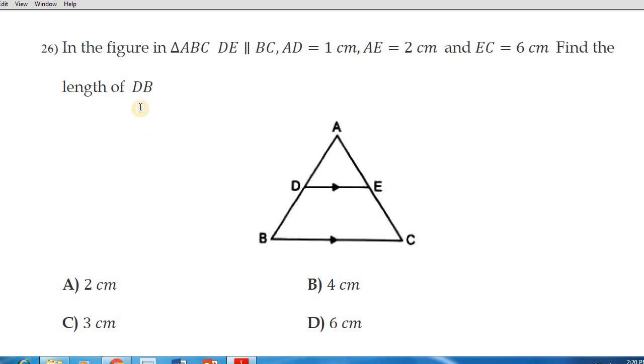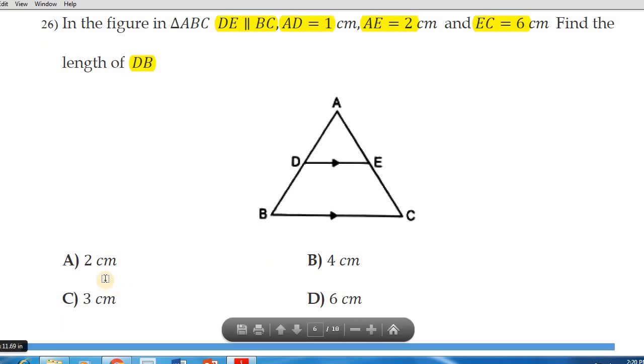So next, question number 26. In the figure, triangle ABC, DE is parallel to BC. Obviously, you wanted to use the basic proportionality theorem. So AD equals 1 centimeter, AE equals 2 centimeter, EC equals 6 centimeter. Find the length of DB.